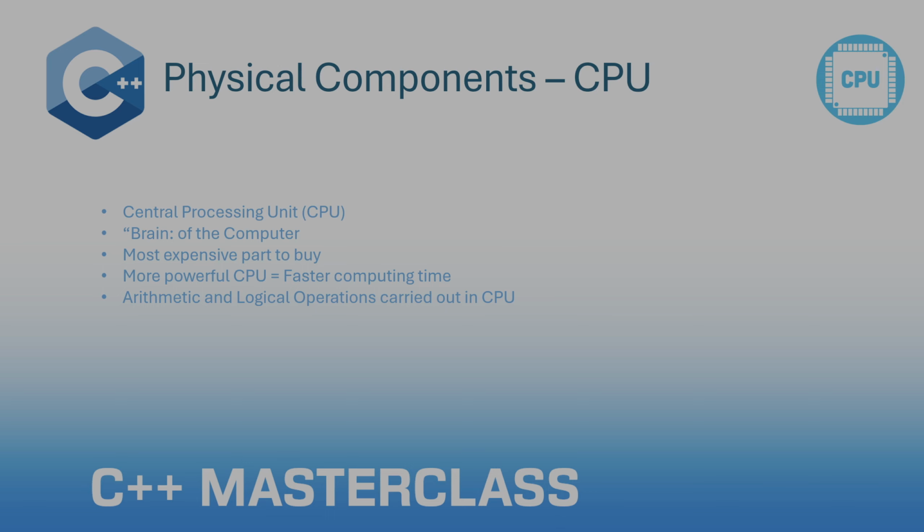I'm going to go over first what is a CPU. CPU is the central processing unit. It is considered the brain of the computer. It is the most expensive part to buy, which I will go into here later in this lecture. A more powerful CPU and more cores equals a faster computing time, and arithmetic and logical operations are carried out in the CPU.